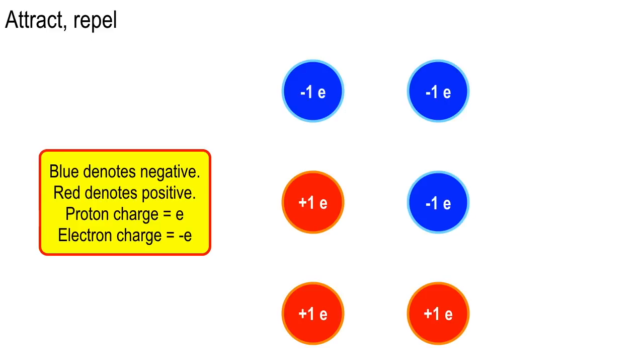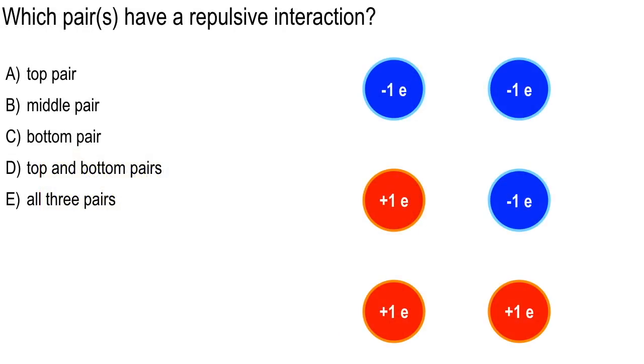Question. Which pair or pairs have a repulsive interaction? Top, middle, bottom, top and bottom, or all three? Go ahead and vote. Okay, 15 seconds. 10, 9, 8, 7, 6, 5, 4, 3, 2, 1, 0.